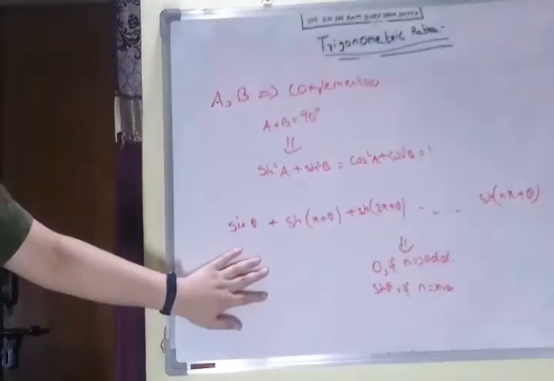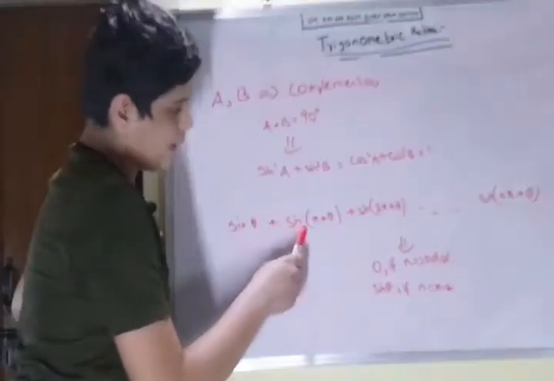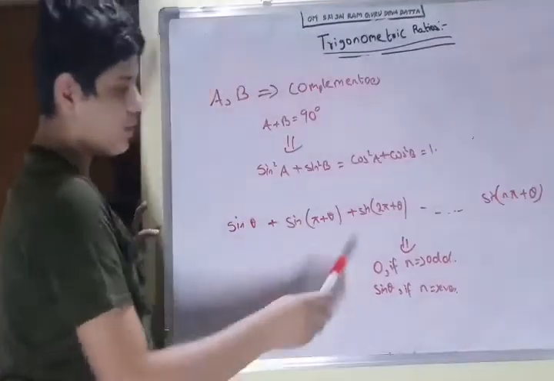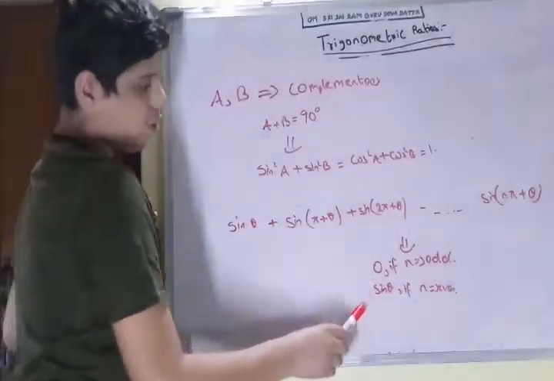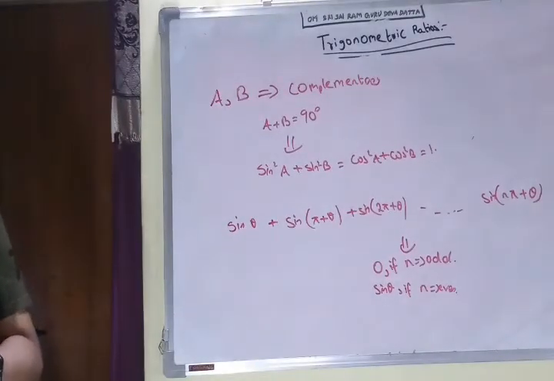I am not writing this one on the board, I am dictating it, you may copy it. Cos theta plus cos pi plus theta plus cos 2 pi plus theta so on up to cos n pi plus theta is equal to 0 if n is odd, and is cos theta if n is even. Okay, that is about trigonometric ratios concept.